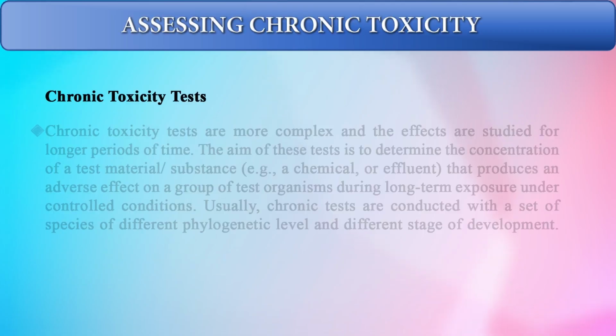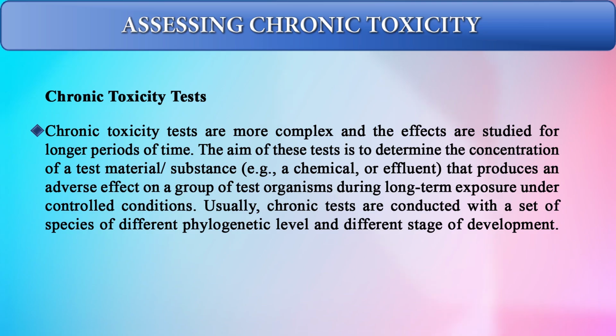Tests assessing chronic toxicity are more complex and the effects are studied for a longer period of time. The aim of these tests is to determine the concentration of a test material or substance that produces an adverse effect on a group of test organisms during long-term exposure under controlled conditions. Usually, chronic tests are conducted with a set of species of different phylogenetic levels and different stages of development.